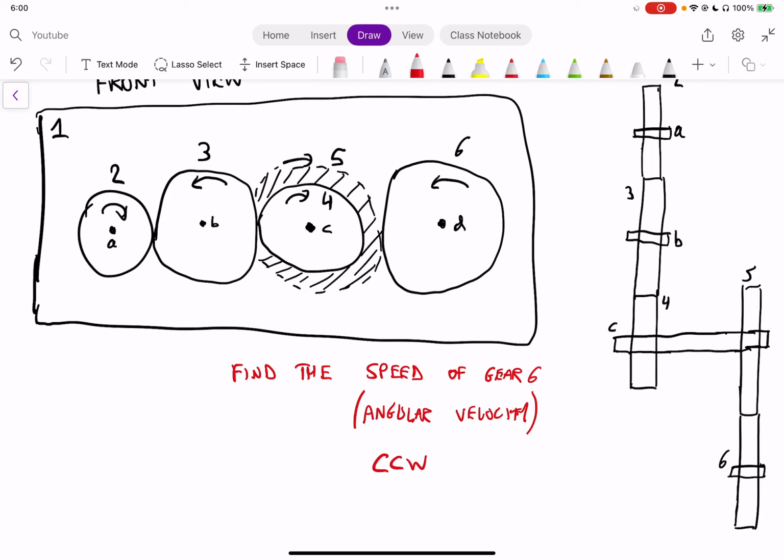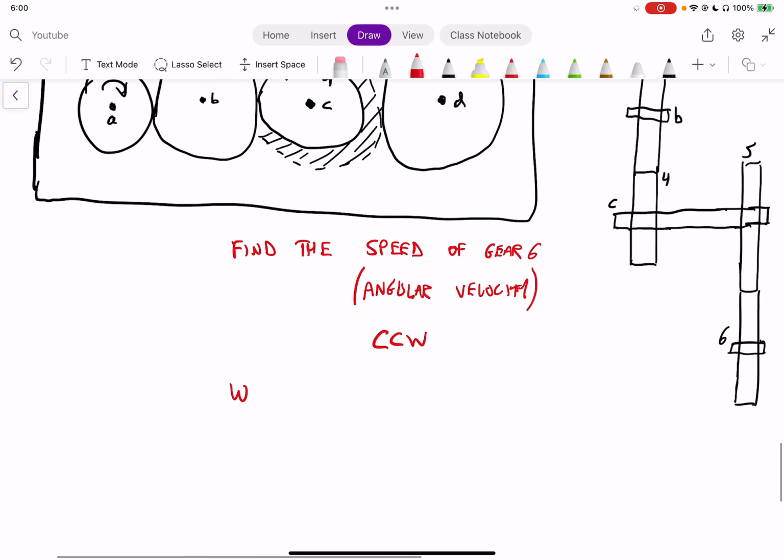The difference between the two is that omega is usually given in radians per second, and lowercase n is given in RPM. So lowercase n is essentially exactly the same as omega. It's just different units of measure.